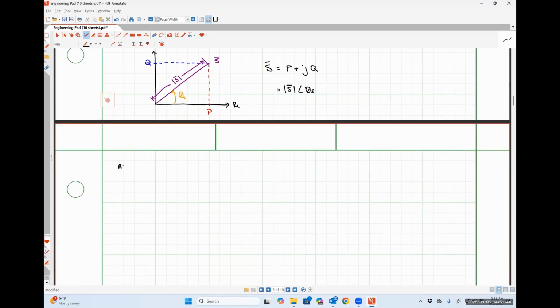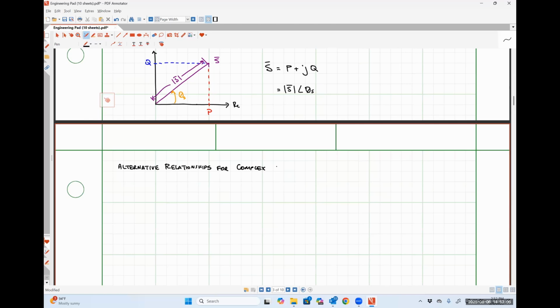All we're going to do with this part is see if we can simplify things a little bit further.